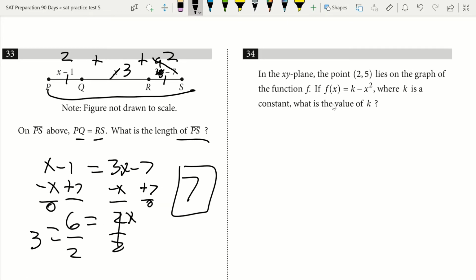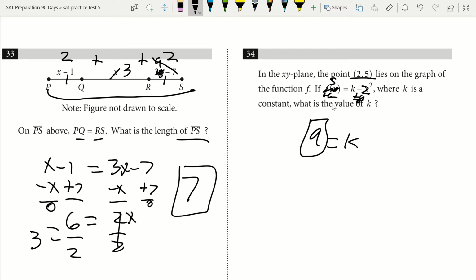34, in the xy plane, (2, 5) lies on the graph of the function f. If f of x equals k minus x squared, where k is a constant, then what is the value of k? Well, what we're going to do here is plug in our point. So we have a 2 for our x, so we're going to have minus 2 squared, and we have a 5 for f of x. So we'll put a 5 there, okay? So 2 squared is 4, so we have minus 4. So we're simply going to add 4 to each side. 5 plus 4 is going to give me 9, so I'll have 9 is equal to k. Okay, so my answer for 34 there will be 9.